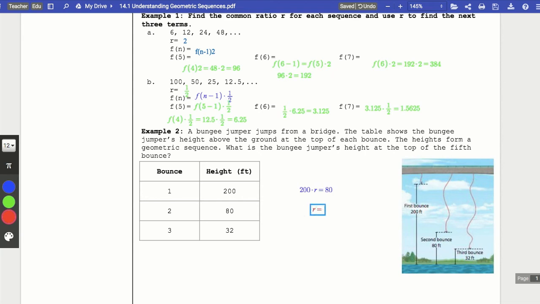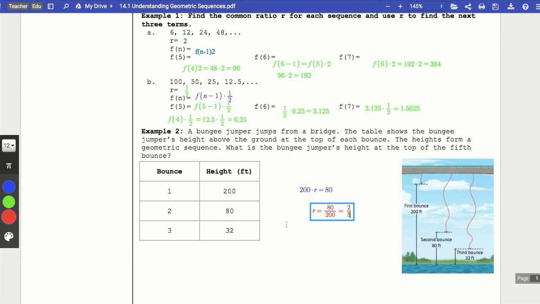And when I divide by 200, I get r is equal to 80 over 200, which is a fraction that can be reduced. I can divide them both by 40. So 80 divided by 40 is 2, and 200 divided by 40 is 5. So now I have my common ratio is 2/5.